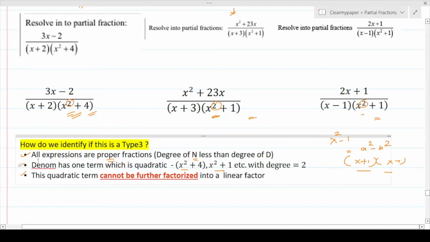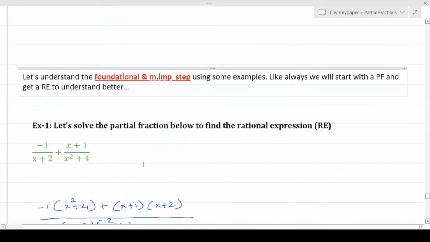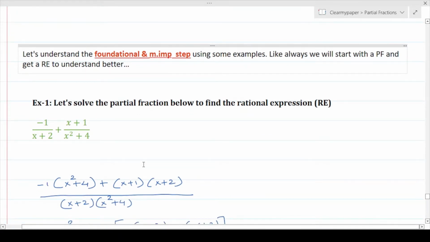That's quite a quick recap. Now, before solving these problems, let's understand some of the nuances. Like I said, the most important step in partial fractions is the first step, where you identify the type of the partial fraction and substitute the corresponding constants, like how many constants it will have based on whether it's type 1, type 2 or type 3, or maybe in the future we'll talk about type 4. That's the most foundational and important step, on which the whole partial fraction is based.